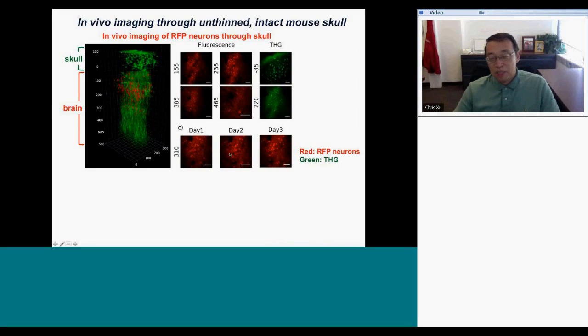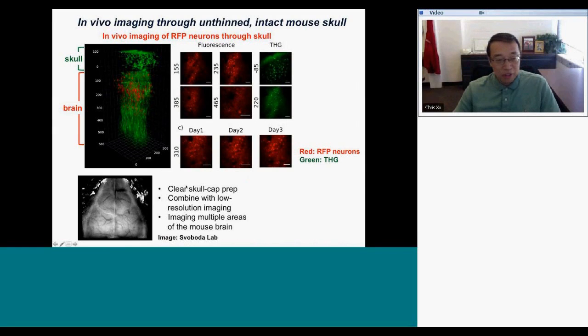And of course, we can image it repeatedly over days, and we can find the same neurons at the same place. And I think this could be very useful by combining other techniques such as a clear skull cap preparation. By our ability to imaging through the skull, you can imagine, will allow us to image almost anywhere along the mouse head. So you don't have the restriction of a cranial window. And we can also combine this technique with low resolution optical imaging or MRI type of imaging.